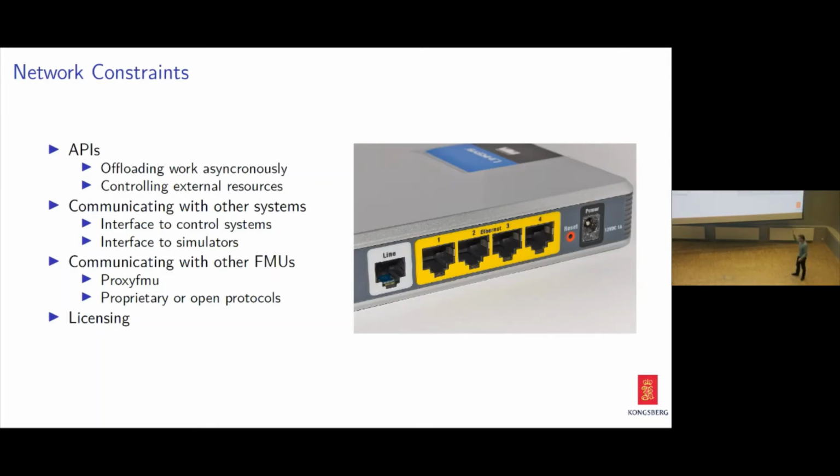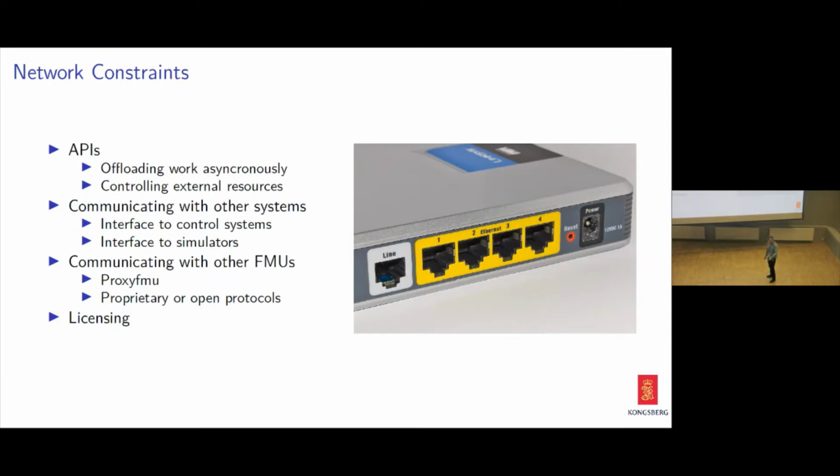So these are not hardware constraints, but those are mainly network service constraints. So what do you need on the network to run your FMU? Maybe it's offloading something to a server, it needs to contact the server. Maybe it's controlling something externally. Maybe you have an FMU controlling the lights in this room through an API. Then it needs to be able to contact that API. Maybe it's communicating to other systems, like a network FMU. Or other FMUs, such as through proxy FMU, which is a way of distributing your FMUs across multiple machines. Or maybe it uses a proprietary protocol.